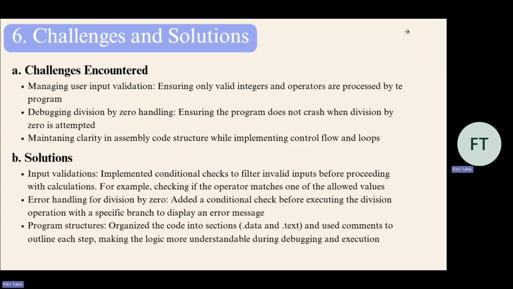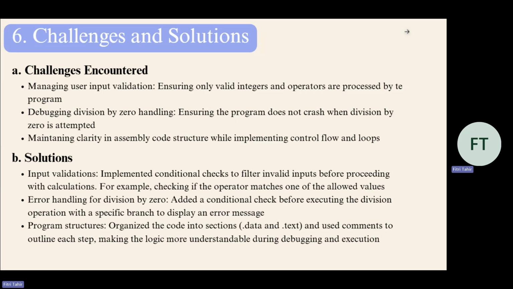6. Challenges and solutions. The first one is challenges encountered. Managing user input validation, ensuring only valid integers and operators are processed by the program. Next, debugging division by 0 handling, ensuring the program does not crash when division by 0 is attempted. And next is maintaining clarity in assembly code structure while implementing control flow and loops.